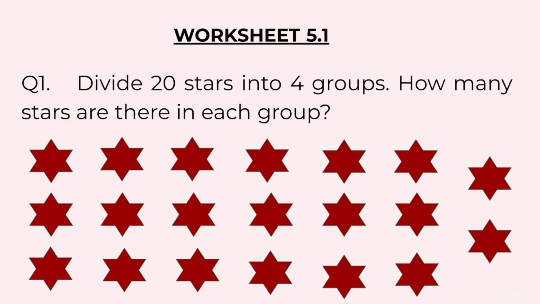Divide 20 stars into 4 groups. How many stars are there in each group? So you will make 4 groups and you will take 4 stars at a time, put them one in each group. Like this you will exhaust all 20 stars. Then you have to find out how many stars are there in one group.